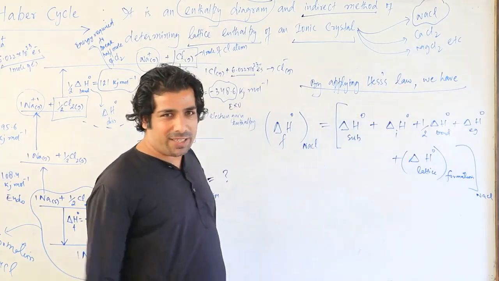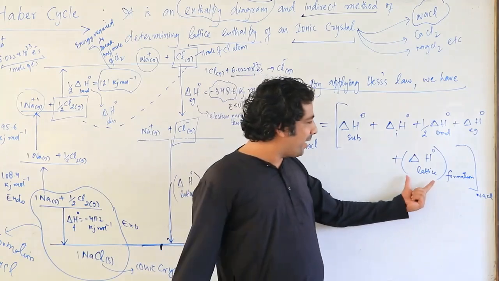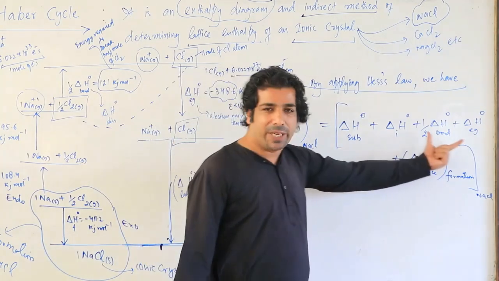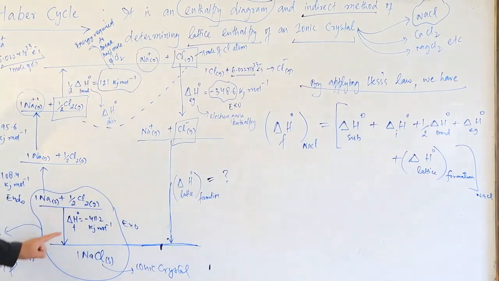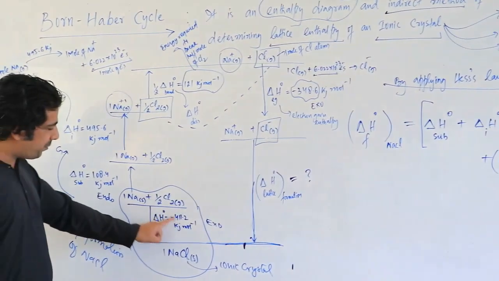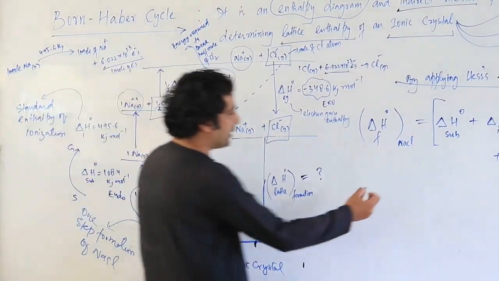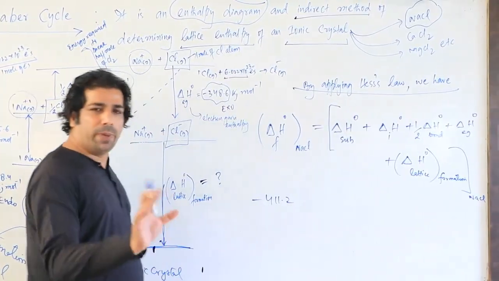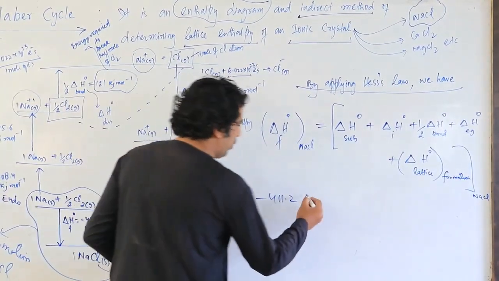Now, what is the important thing here? That we are not aware of this particular term. We have to calculate this. All other values are given to me. You check it out here. The standard enthalpy of formation of NaCl in one step. How much is that? Minus 411.2. So this value is here. Minus 411.2 kilojoule per mole. That we know. So is equal to.